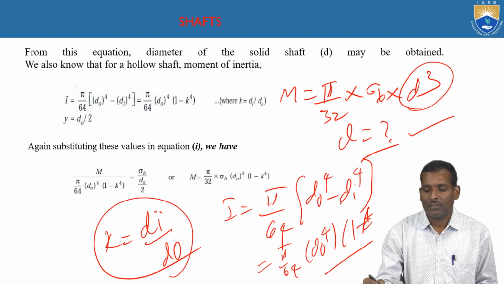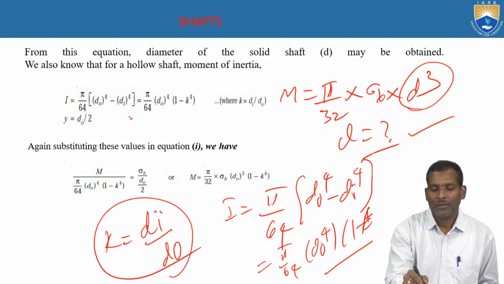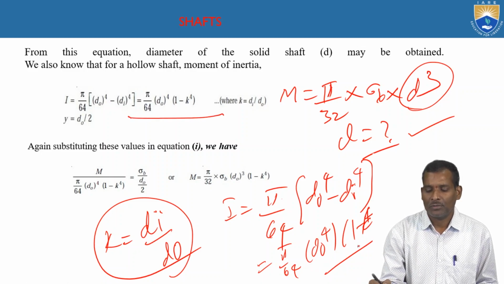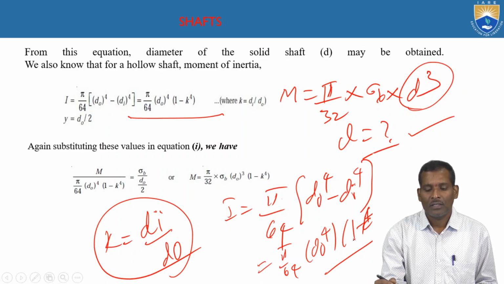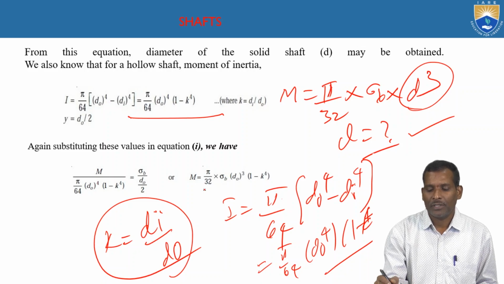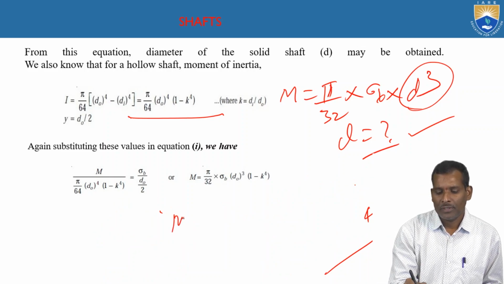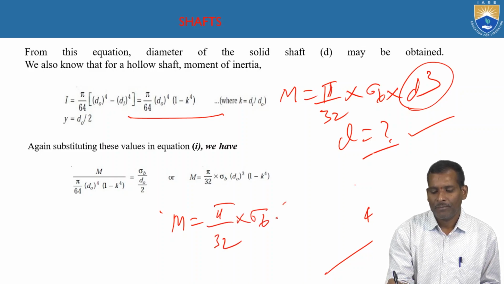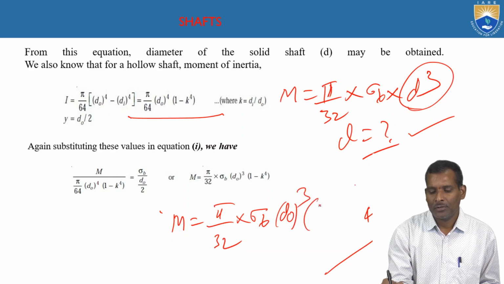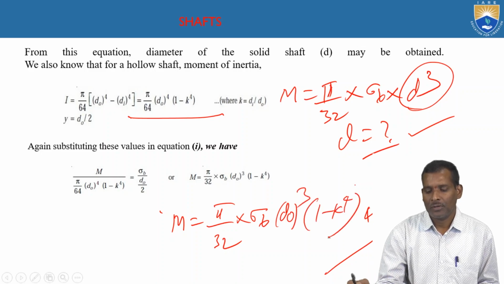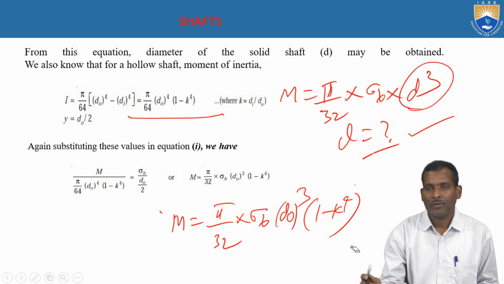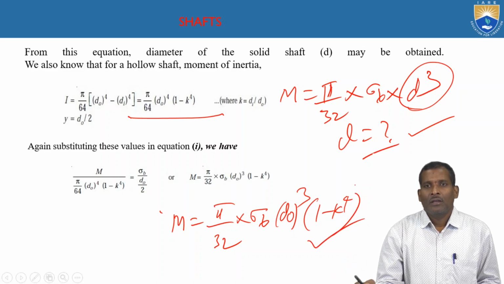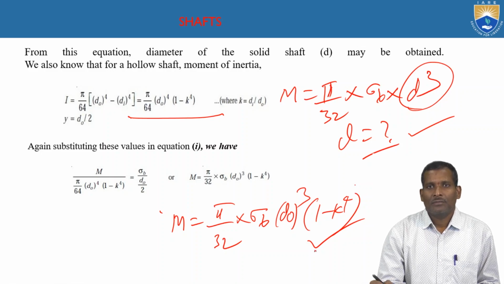Substitute this k value. Finally we can write pi by 64 d naught to the 4 into 1 minus k to the power of 4. Now, substituting these values again in equation 1, we will get the bending moment equation: M is equal to pi by 32 sigma b d naught cube into 1 minus k to the power of 4. Clear? This is for the hollow shaft.